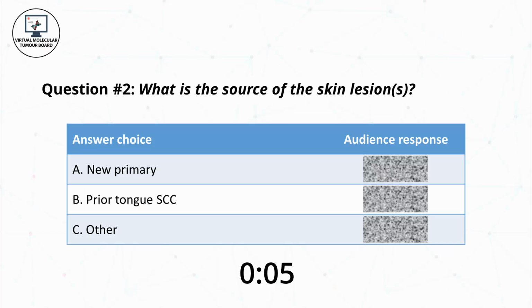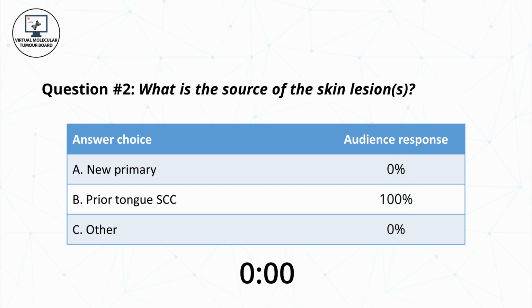And that brings us to our second poll question. What is the source of the skin lesions? Is it a new primary? Is it the prior tongue squamous cell carcinoma? Or is there another source? All right. Okay, so we're all in agreement. And that brings us to case number 3.